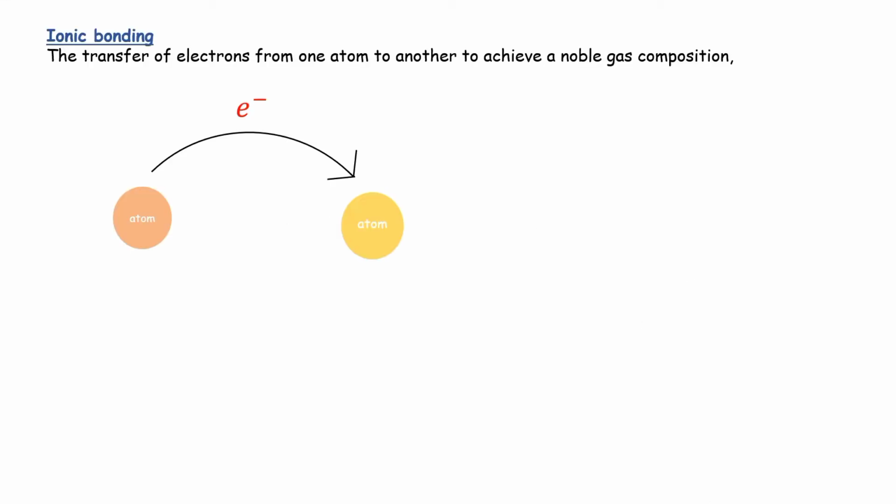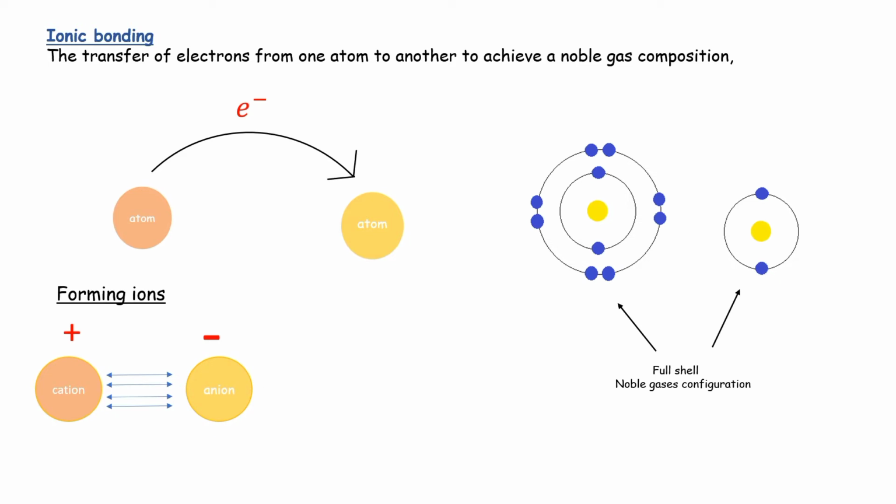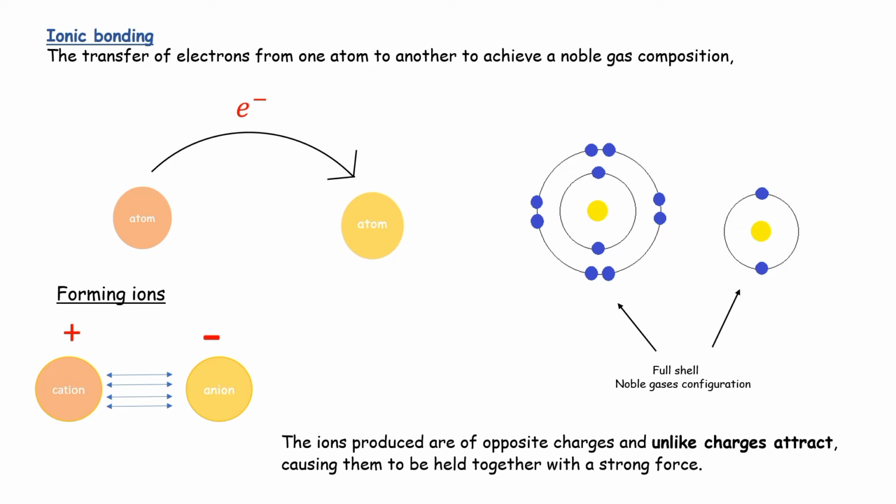So, ionic bonding is the transfer of electrons from one atom to another to achieve a noble gas composition, which is having a full outer electron shell, ultimately forming ions because the positive charges inside the nucleus and the negative charges of electrons outside are not balanced out anymore. And the ions produced are of opposite charges, and unlike charges attract each other and cause them to be held together with a very strong force.